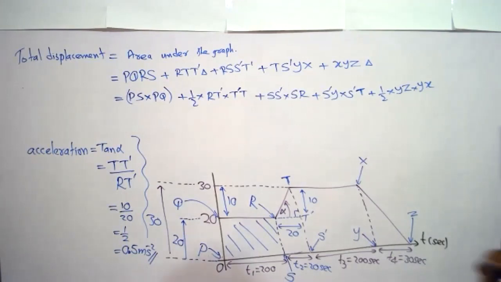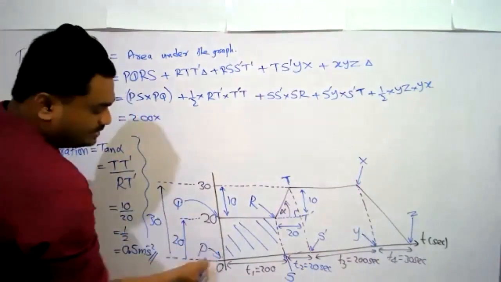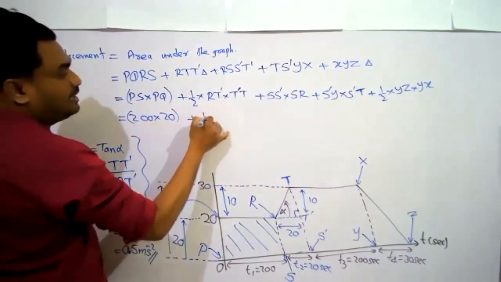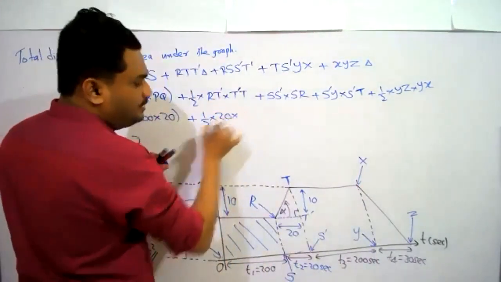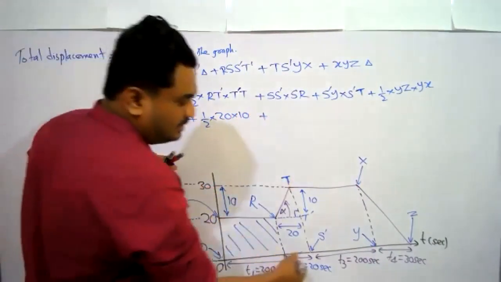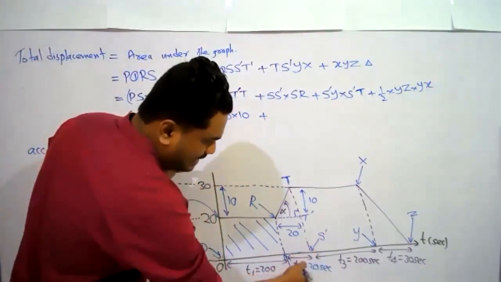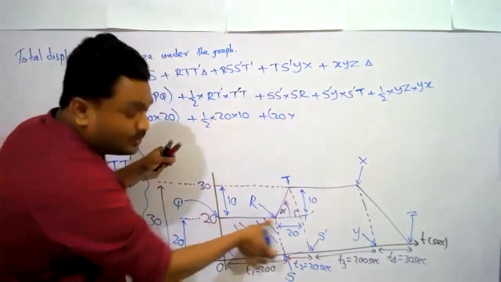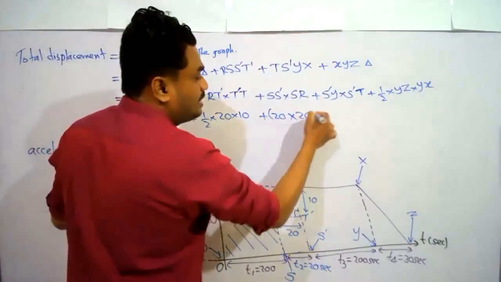PS is 200, PQ is 20. So 20 into 200, plus half. RT dash is 20, T dash T is 10. Plus S dash, that is 20, into SR. SR is also 20.